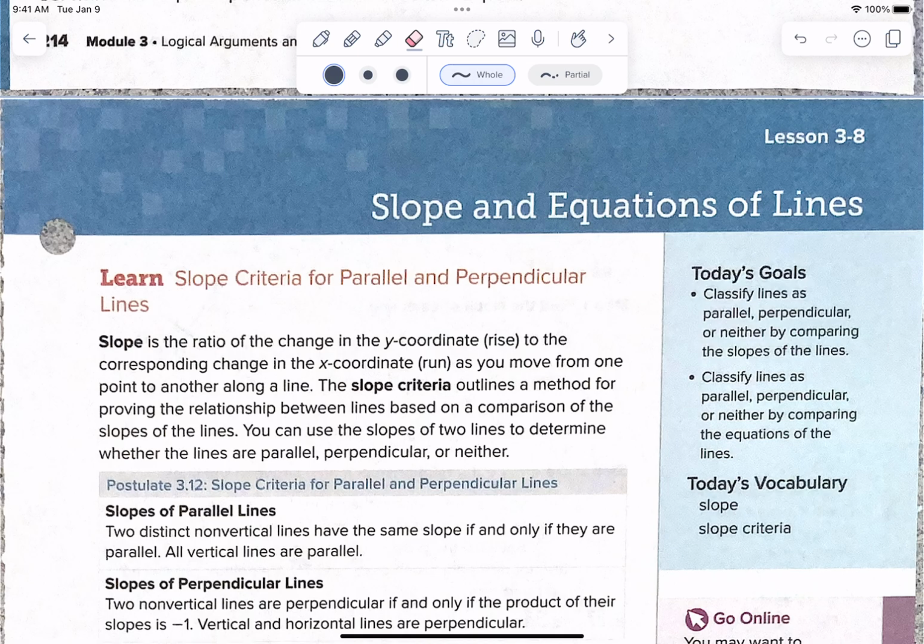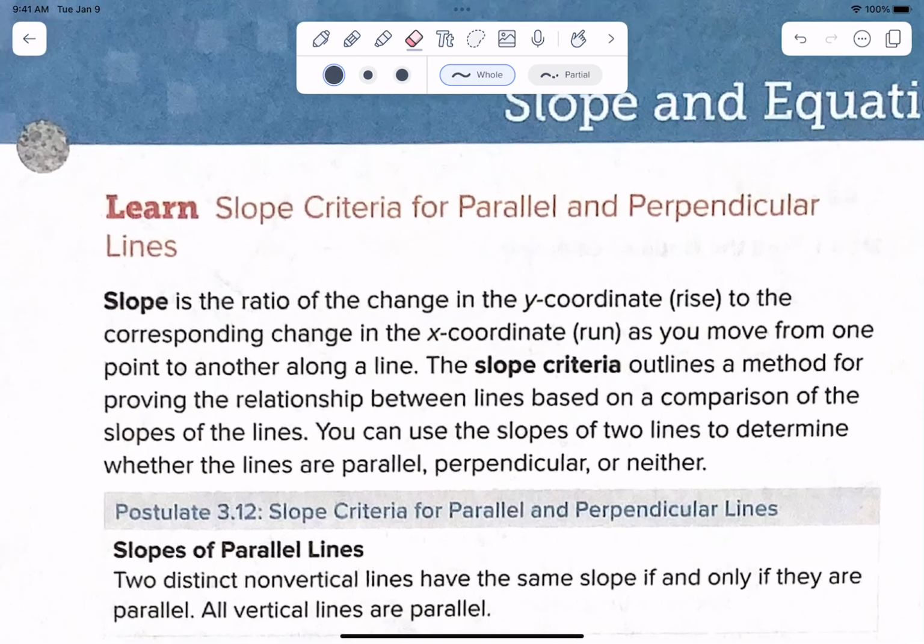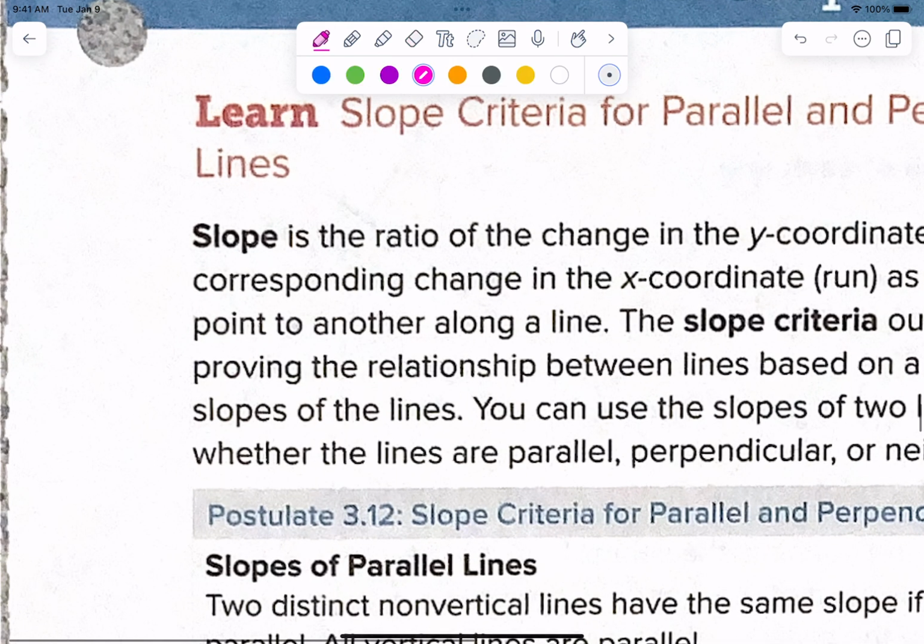There are 10 sections to this chapter, so we've got 2 more after this one, so 3 left. Slopes and equations of lines. This is taking us back to algebra. This is exactly an algebra-like lesson, so it should be review.